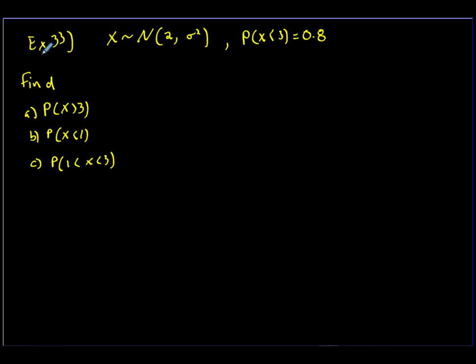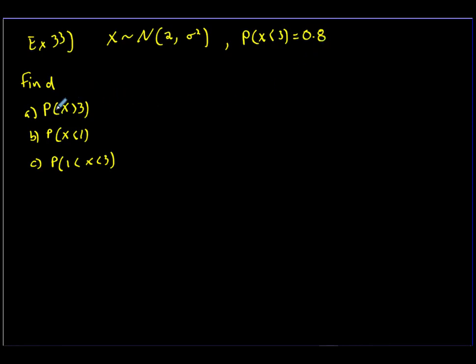Hello, we are going to look at example 33, and it tells us that our random variable x follows a normal distribution. It gives us a mean of 2 and a standard deviation. We don't know the variance or standard deviation, but we do know that the probability that our random variable x is less than 3 is equal to 0.8. So we know the area. Basically, you know the area of the graph, right?